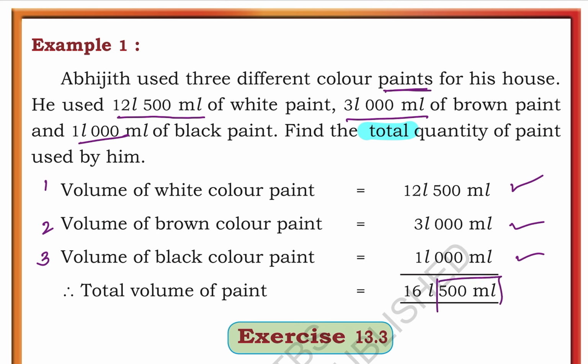Okay. Then add whichever is in liter. 2 plus 3 plus 1 is 6, 16 liters. Okay. Total volume of paint is 16 liter and 500 milliliter. Hope you understand from this example. Let us move on to the exercise 13.3.